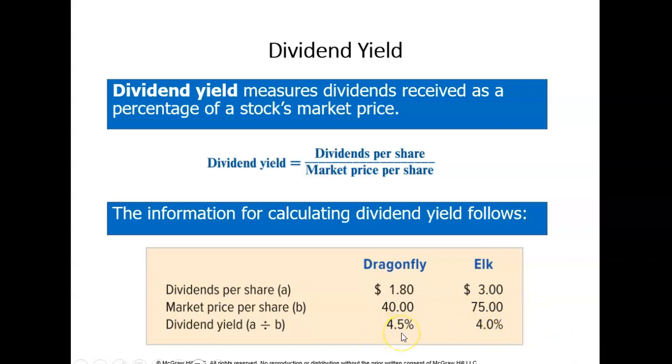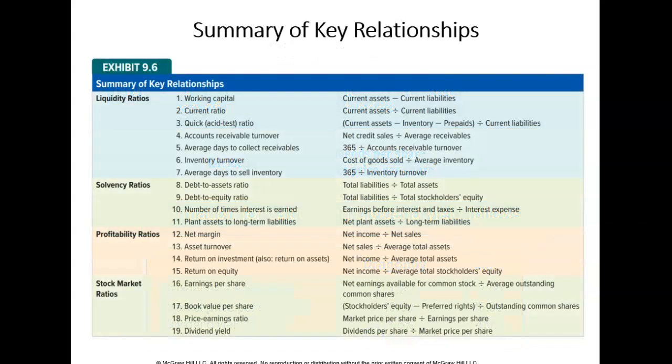So once again, you want a company that offers a higher dividend yield. So I would choose the Dragonfly because I could buy a stock for $40 and get a dividend for $1.80 compared to the Elk. Yes, I can buy a stock here for $75. That's a higher price and get a dividend for $3. So I see that with the Dragonfly company, they have a higher dividend yield when I compare the dividend per share against the market price per share.